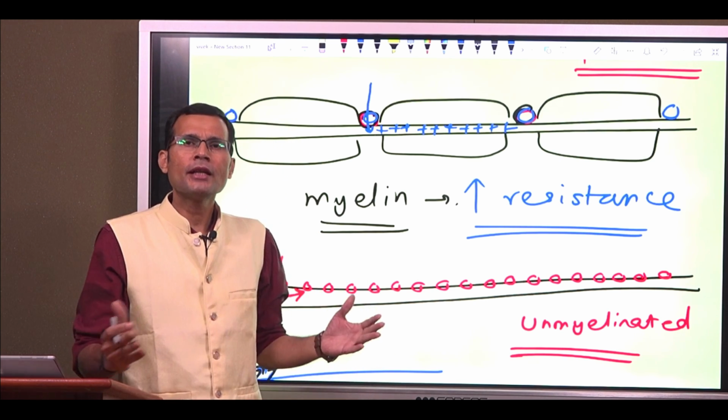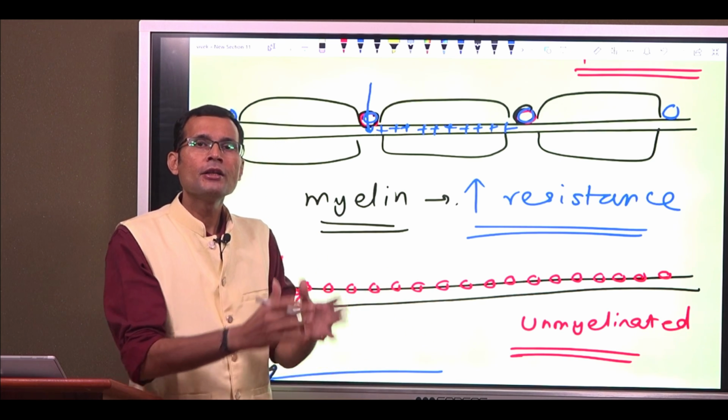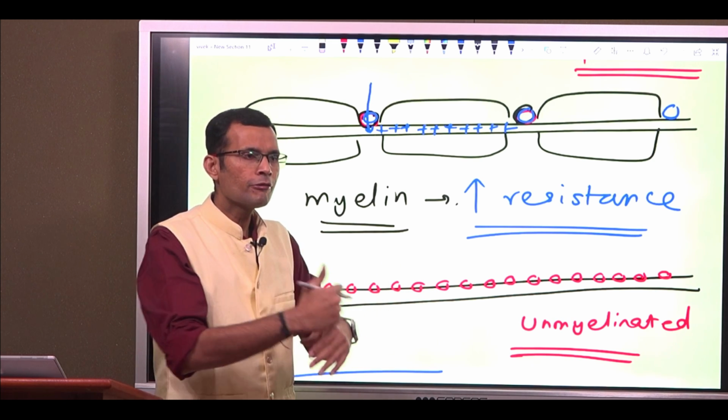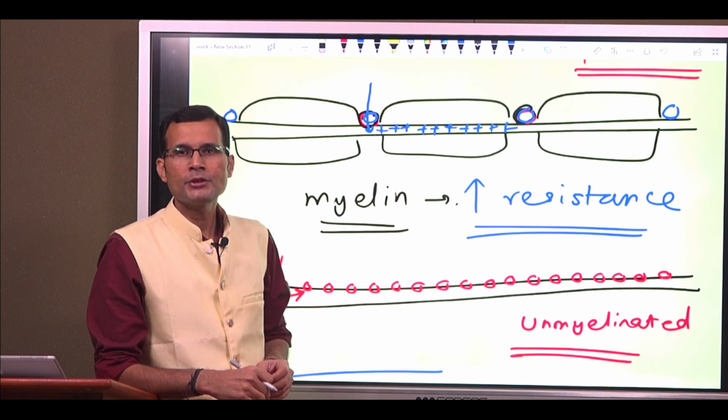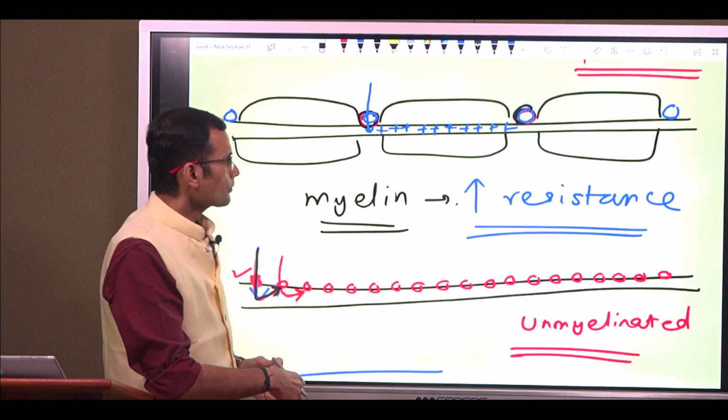So it could happen anywhere in the body. Wherever you find the localized current flowing, it can be called electrotonic transmission or electrotonic conduction.